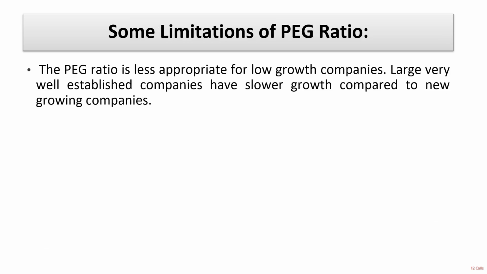Let's look at some of the limitations of the PEG ratio. A PEG ratio is less appropriate for lower growth companies. Large, very well established companies have a slower growth rate compared to new growing companies. Let's understand using an example. Let's consider an IT company with 5 lakh employees and a very small startup IT company with 500 employees. A 20% growth in a big company means nearly adding 1 lakh employees, whereas a 20% growth in a small company means just adding 100 employees. So we cannot compare these two using PEG.